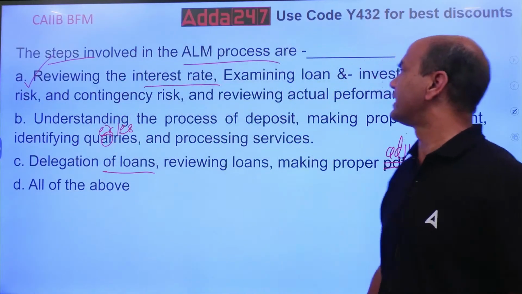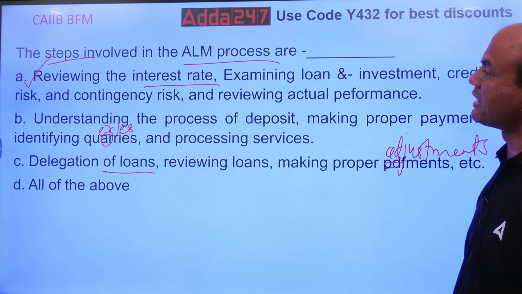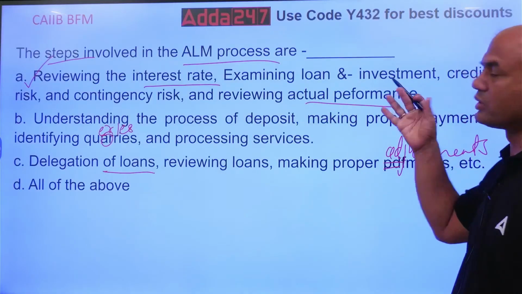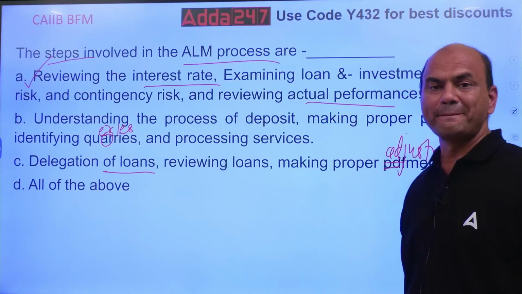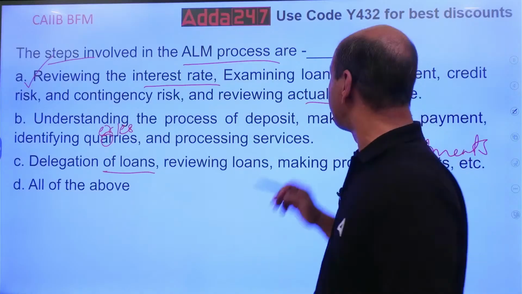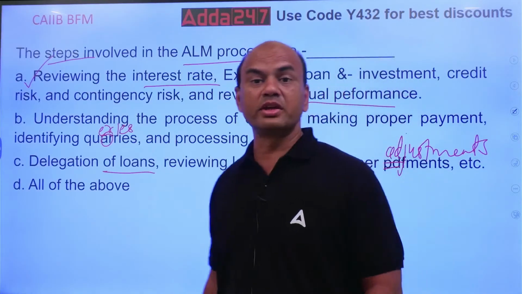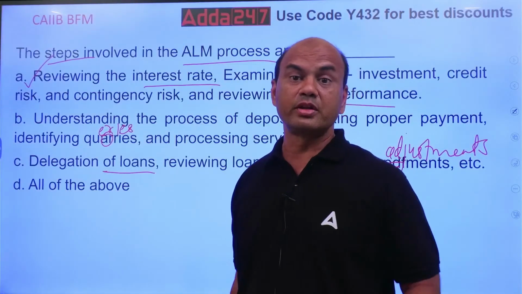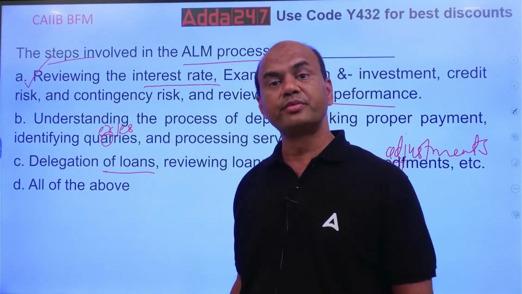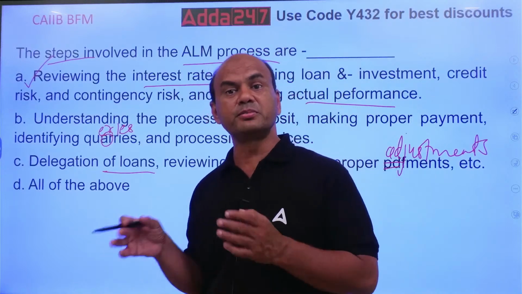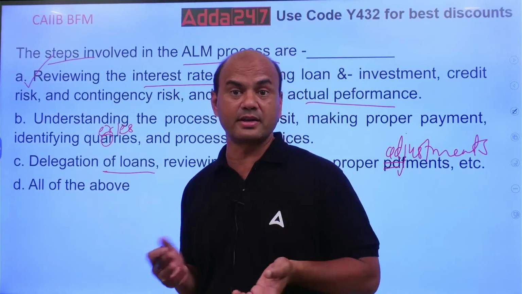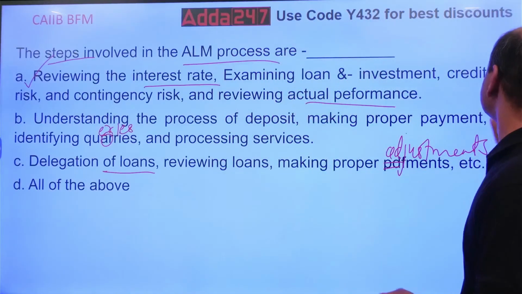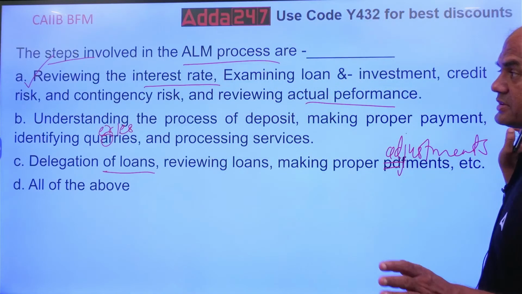Reviewing the interest rate, examining the loan and investment, credit risk, contingency risk, reviewing actual performance. This is the main role of ALM. You have to check the performance. Performance means what is the performance of your bonds portfolio? What is the performance of your loan portfolio? What is the performance of your deposit portfolio? That's what is done in Treasury. Okay? Next. You got it? Answer A.